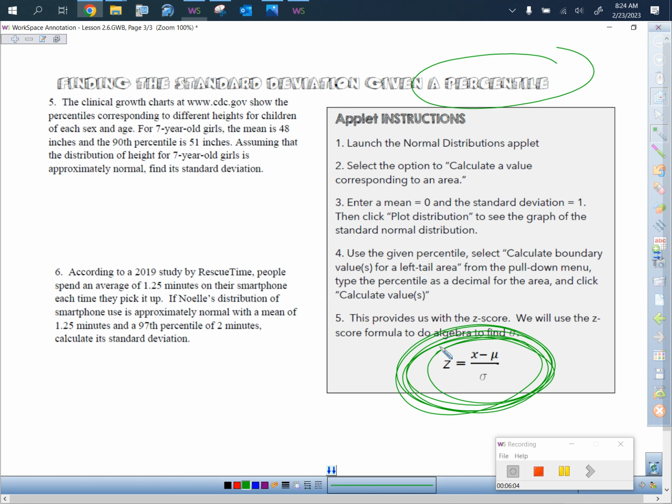It's a little trickier, so I want to read the question so you can understand what they look like on homework. The clinical growth chart at this website shows percentiles corresponding to different heights of children for each sex and age. For 7-year-old girls, the mean is 48 inches, and the 90th percentile is 51 inches. Assuming that the distribution of height for 7-year-old girls is approximately normal, find the standard deviation. Well, here are the instructions that I typed out for us. We are going to cheat, and we don't actually put in the real mean and this number, because this number is not the standard deviation.